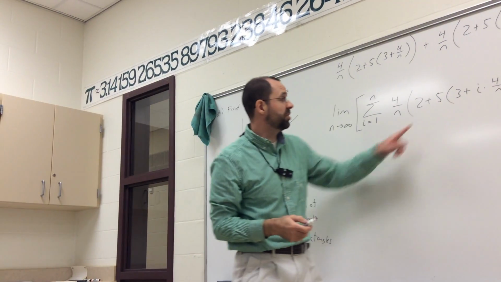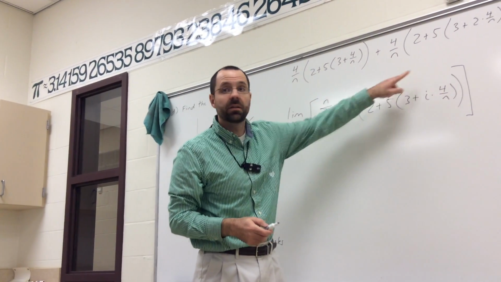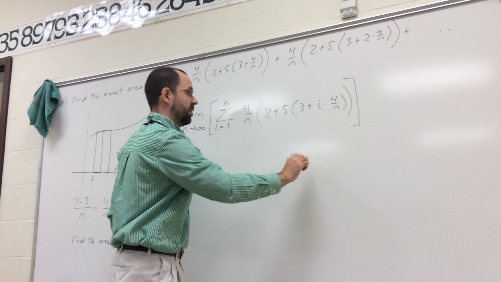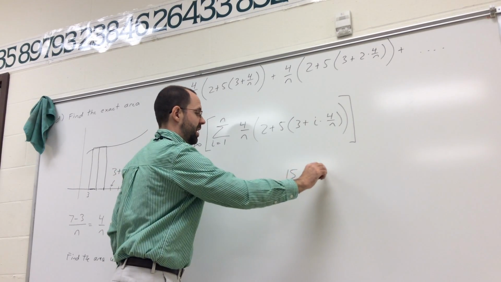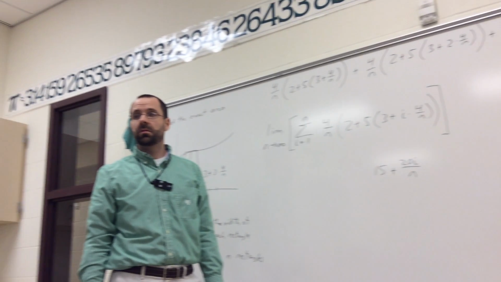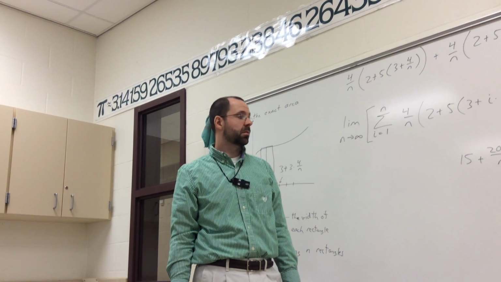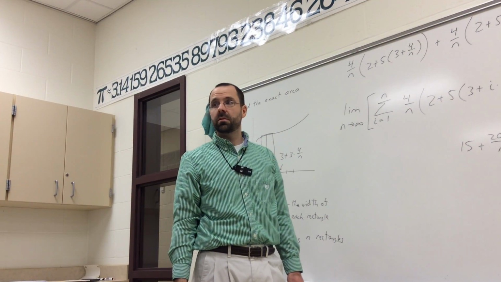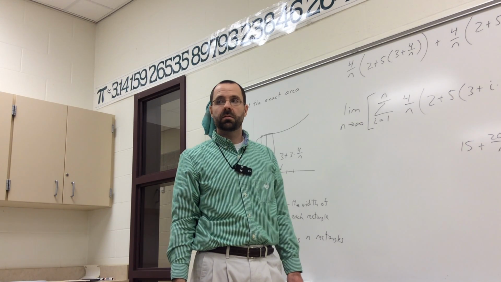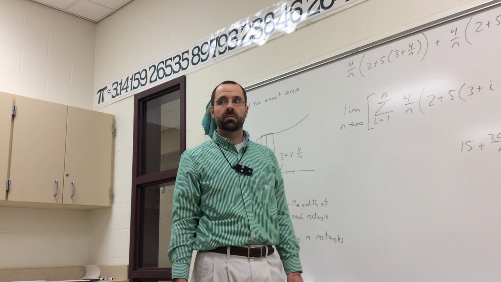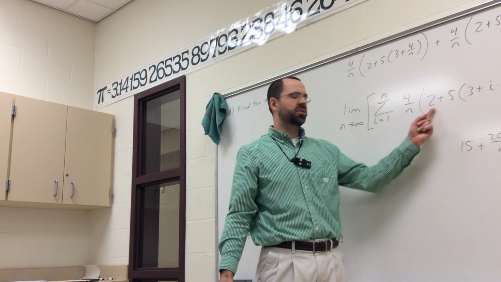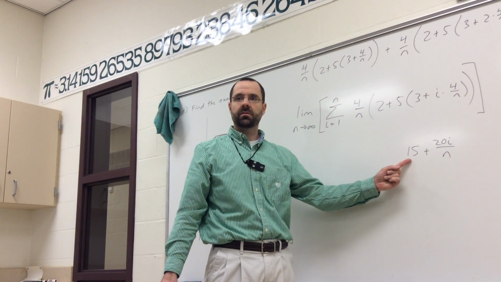Okay, so the first thing I'm going to do is distribute this 5. So that'll give me 15 plus 20i over n. Is everybody okay with the 20i over n? And would it be okay if I just went ahead and added the 2 in at this time and made that 17? Okay.